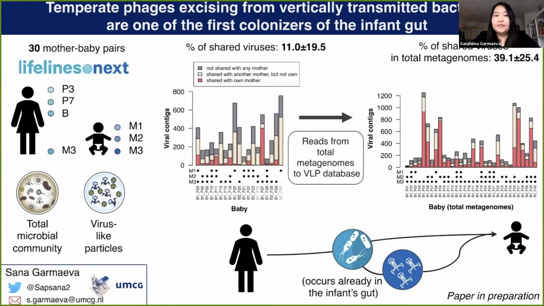However, we also saw that the bacteriophages dominate the infant gut virome, and more specifically, the temperate bacteriophages, supposedly in their active state. Therefore, we searched through the total microbiomes of mothers that contained bacteria and their prophages for the temperate phages detected in babies. And we indeed saw that the number of shared viruses between related mothers and babies increased dramatically when the bacterial prophages were taken into account. Our results suggest that the first viral colonizers of the infant gut are the temperate bacteriophages, excising from the bacteria that were vertically transmitted from mothers to babies.